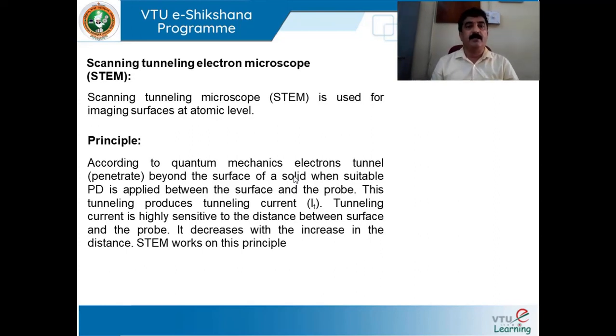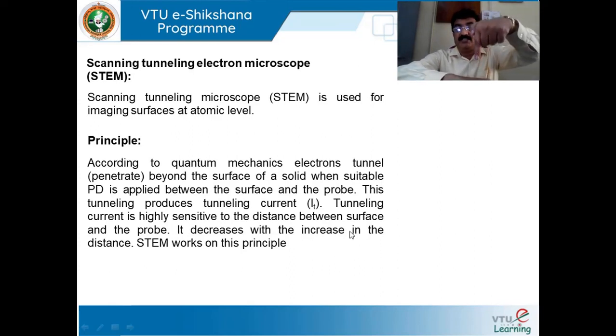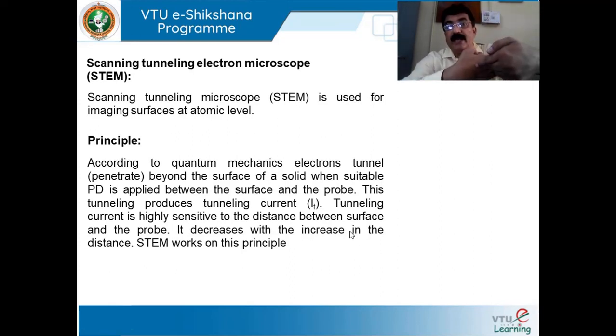That is more important. So, according to quantum mechanics, electrons tunnel beyond the surface of a solid when a suitable PD, potential difference, is applied between the surface and the probe. This tunneling produces a current called IT, the tunneling current. Tunneling current is highly sensitive to the distance between the probe and the surface, and it decreases with increase in the distance. As the distance increases, current decreases. So this is the working principle of STEM. This is what I explained.